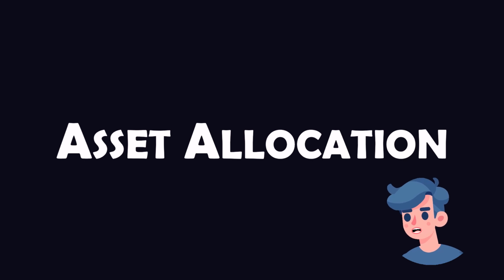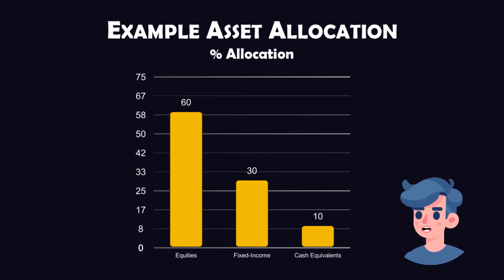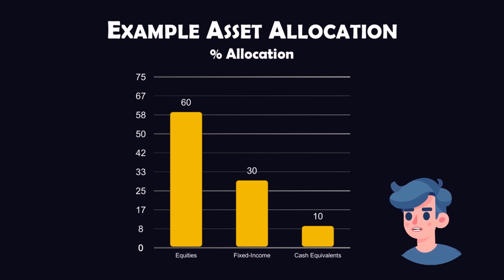Let's dive deeper into asset allocation. Asset allocation refers to an investment strategy that aims to balance risk and reward by distributing a portfolio's assets according to an individual's goals, risk tolerance, and investment horizon. The three main asset classes are equities (stocks), fixed income (bonds), and cash equivalents.